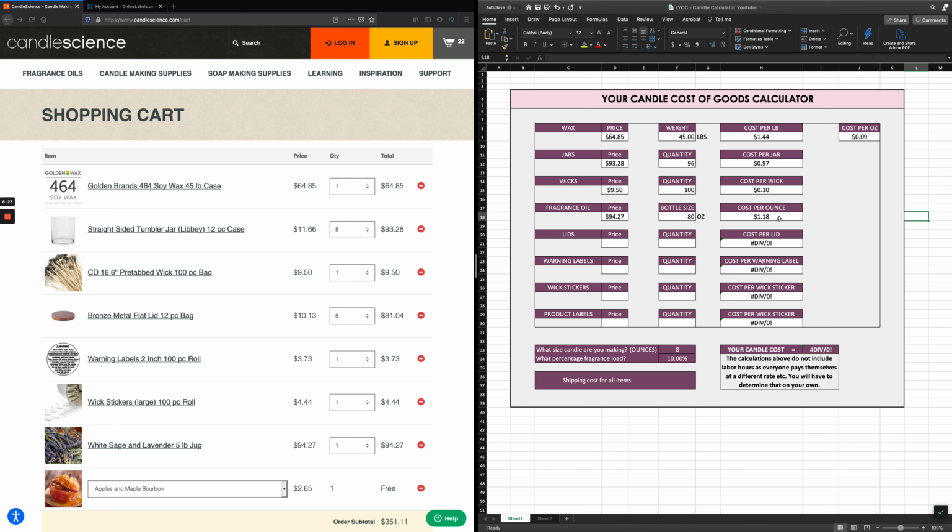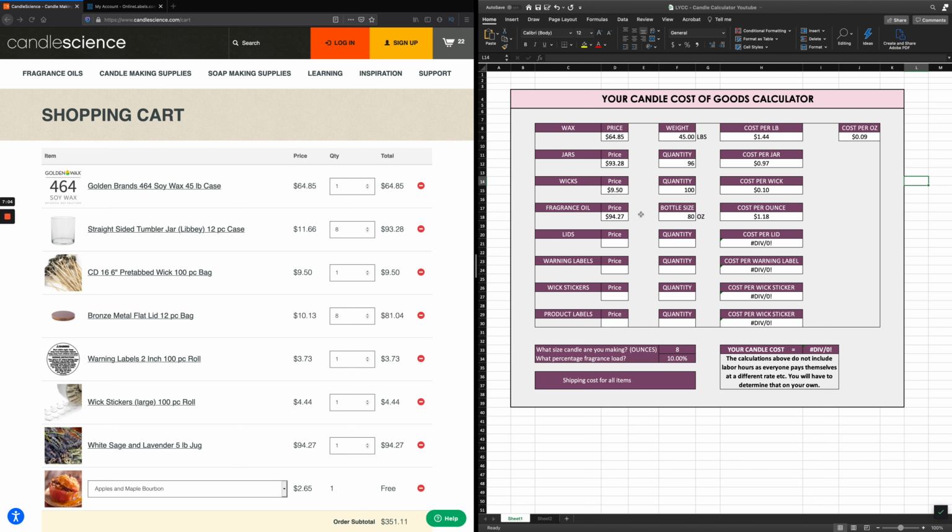However, to determine what your cost per ounce is based on what percentage fragrance oil you're gonna use, you're gonna take $1.18 and multiply that by 0.80, because 0.80 is 10% fragrance load, which is going to equal 94 cents per ounce.